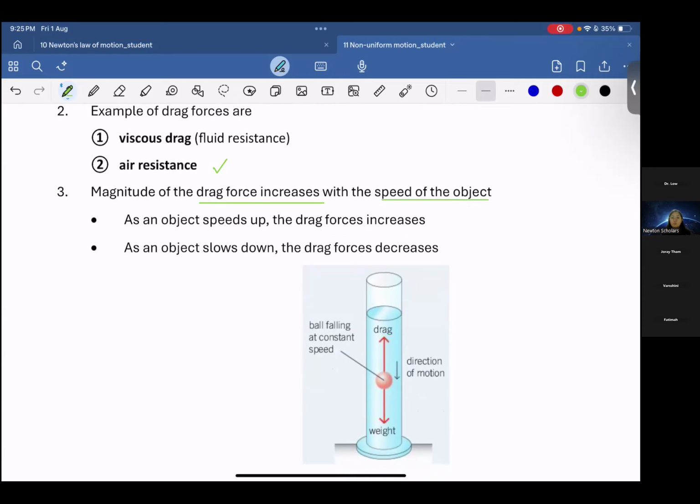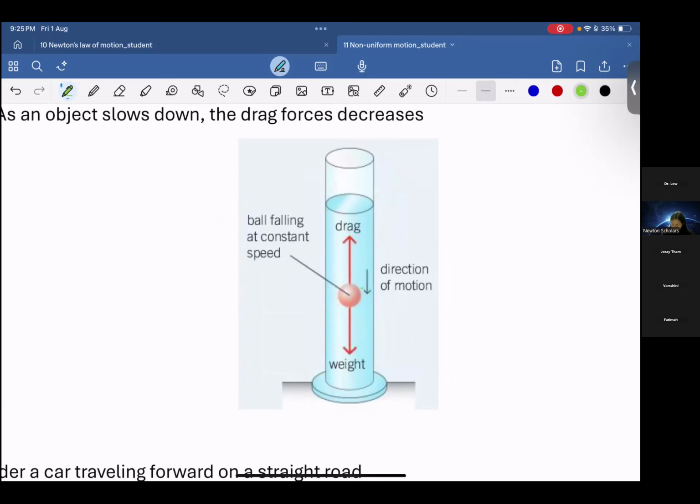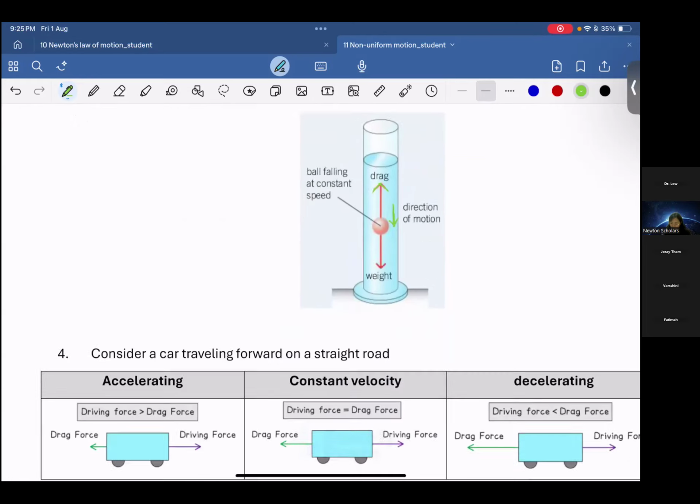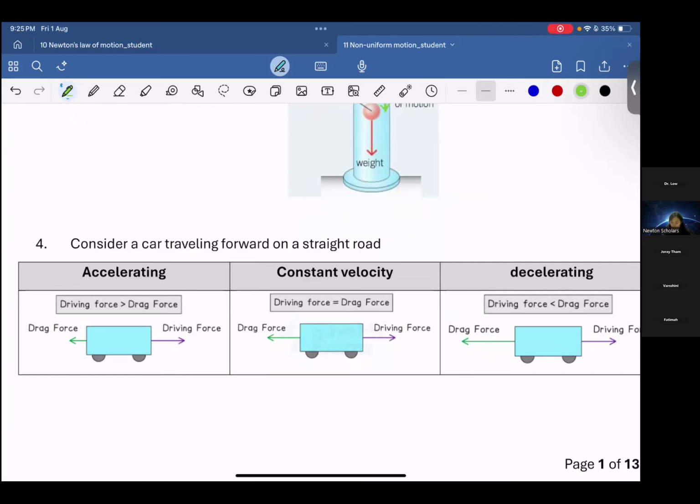So can you see that the drag force always opposes your motion. This one is the direction of your motion. It tells you that the ball is moving downward. So here, your drag force must be opposite to the motion. Motion going down, then drag force going up. For the car it is also the same. We have drag force, which can be air resistance, frictional force or whatever, to oppose your motion.